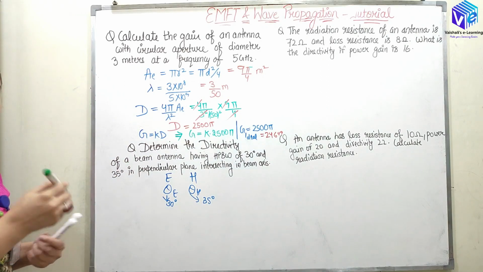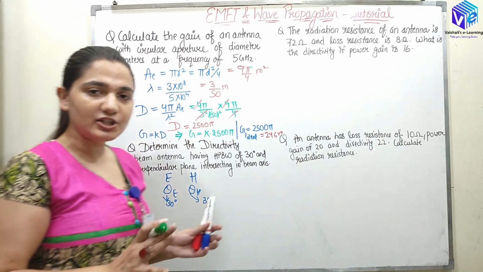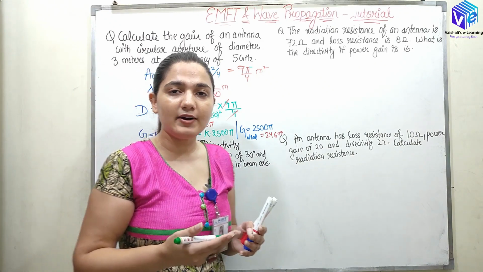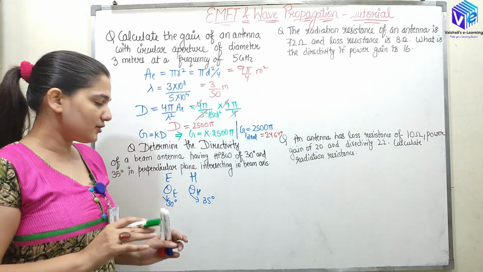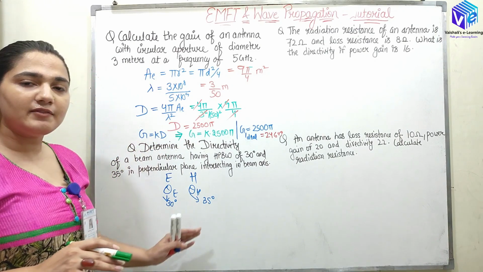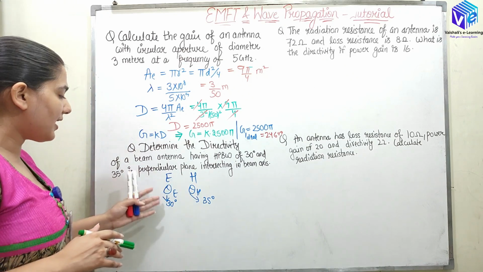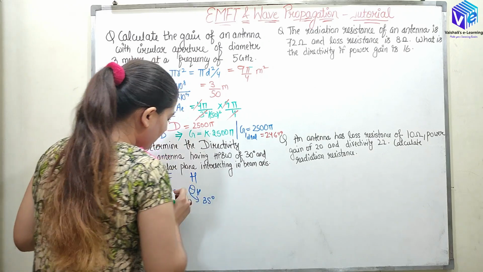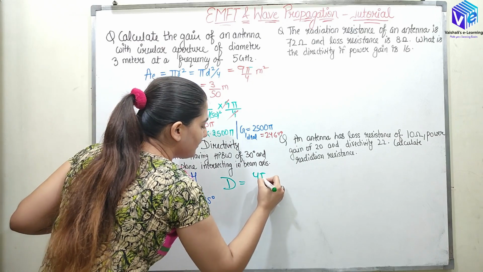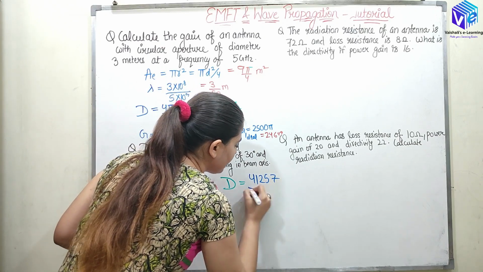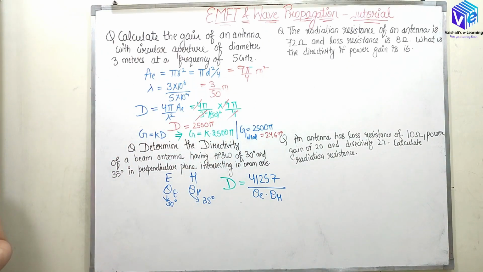Okay, so I hope now it is clear. Theta E and theta H are clear. Now we have a relationship between the directivity and the half power beam width. I hope you understood. We have the half power beam width in the E direction and the H direction, so we have the values in the perpendicular planes. Now we'll relate it with D. So we have the formula 41257 upon theta E into theta H. So this is my directivity.